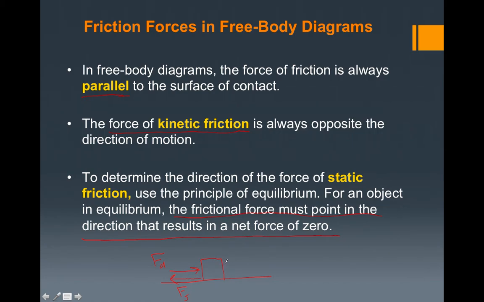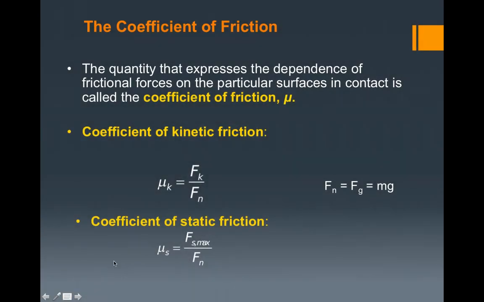If I would change and pull from this side, so if I would delete those and pull from this side, my friction would still be going this way because it's opposite the arrows. So friction always has to go opposite the way that motion is being attempted for static.